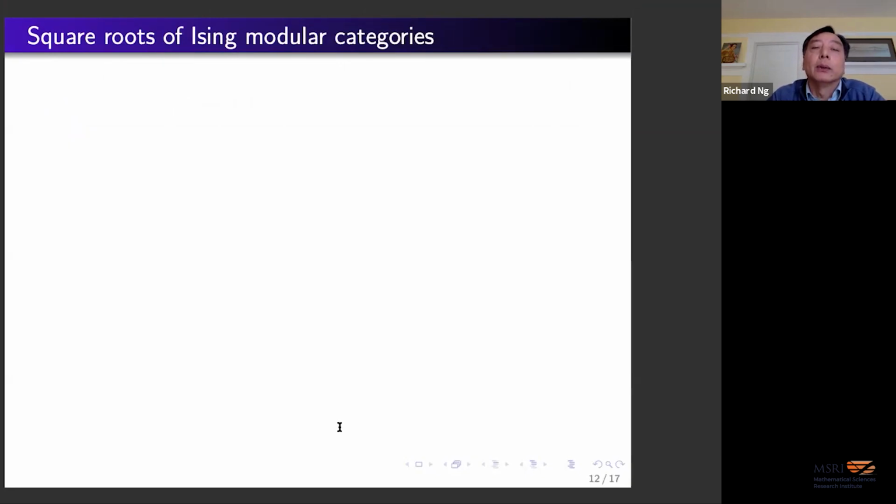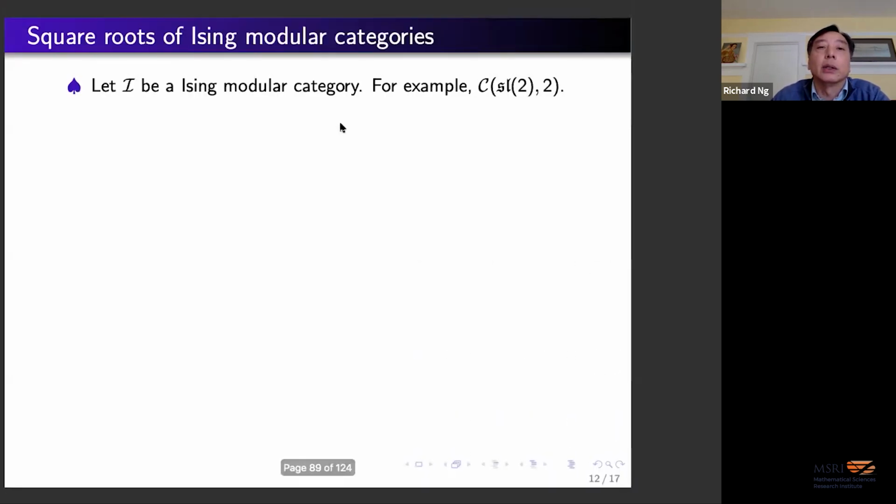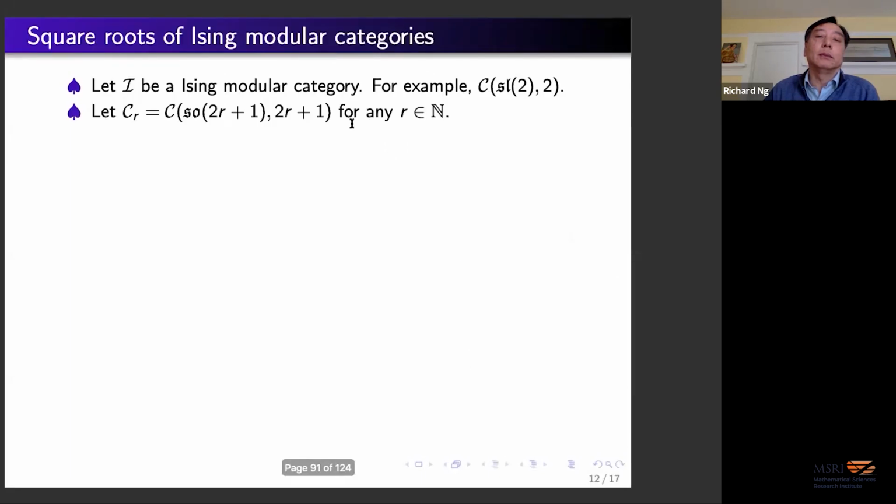Now we go back to the motivation at the beginning, which is the square root of the Ising modular category. So we fix an Ising modular tensor category. For example, we take the SL2 level 2. Then we consider this quantum group category. For simplicity, I just write C sub R, which is the quantum group SO(2R+1) at level 2R+1. So this level is not the order of the root. So just level.